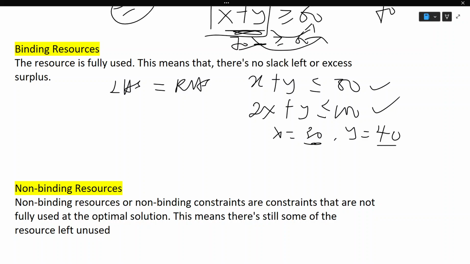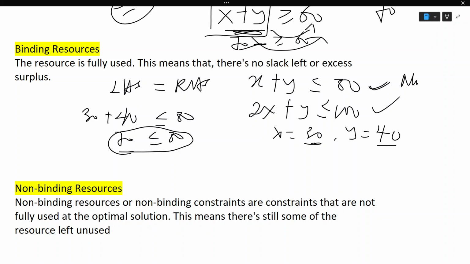For the first constraint, x is 30, y is 40, which gives 70. So 70 is less than or equal to the limit. Because the resources have not been fully used, this one is non-binding. Now let's check the second. The left side gives 100, which equals the right side, meaning the second constraint is binding. There's no slack or excess surplus.